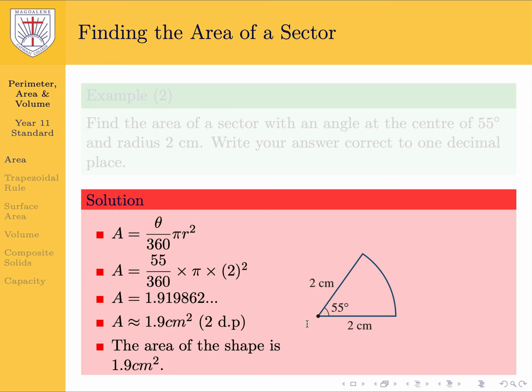And that brings us to the end of finding the area of circles and sectors. And next lesson we're going to move on to some composite shapes.